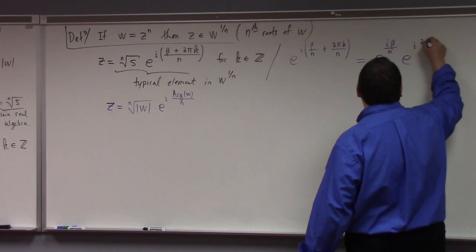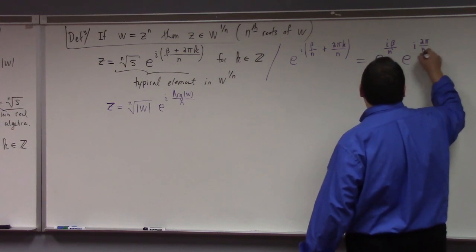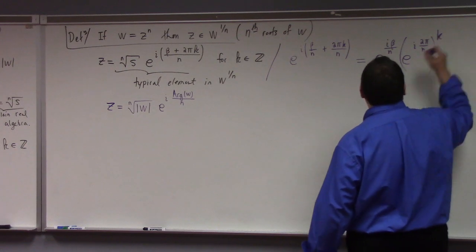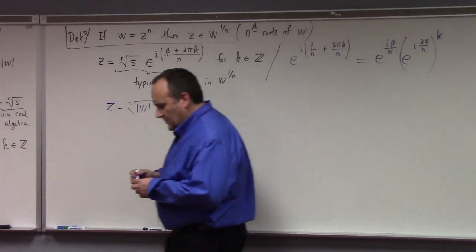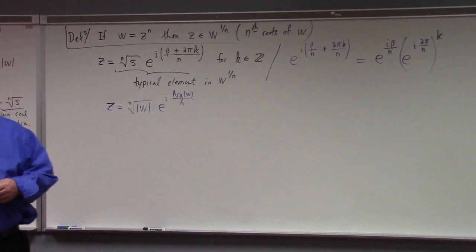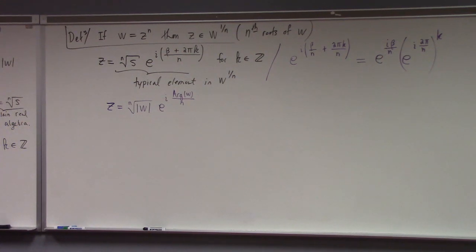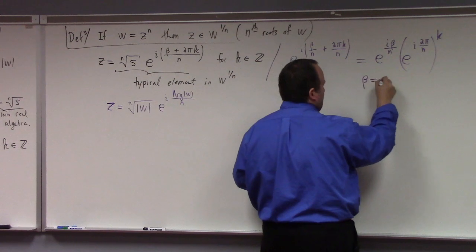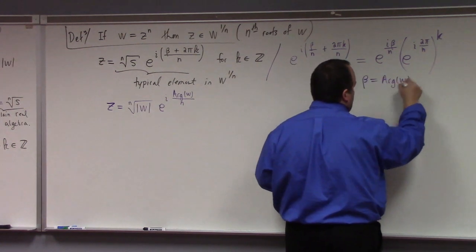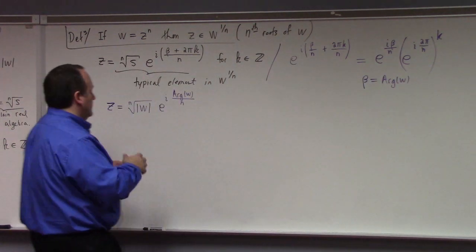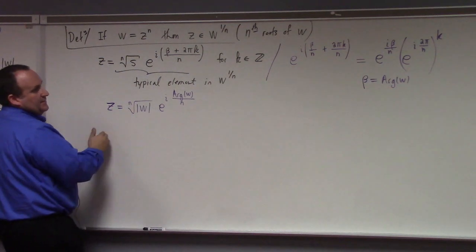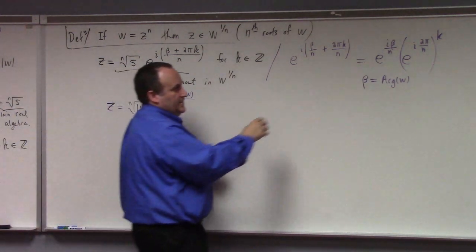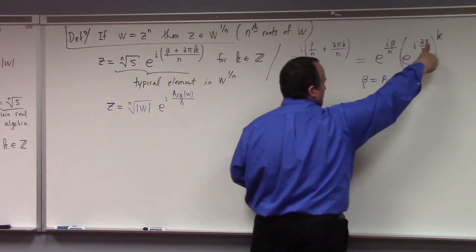So, using the law of exponents for the imaginary exponential, and again using de Moivre's theorem to pull the k out, we can write that as e to the i 2 pi over n, to the k power. And keep in mind, of course, that this beta, like I just said, is arg w. So what I have written right here is just this part, and I still have this part over here.